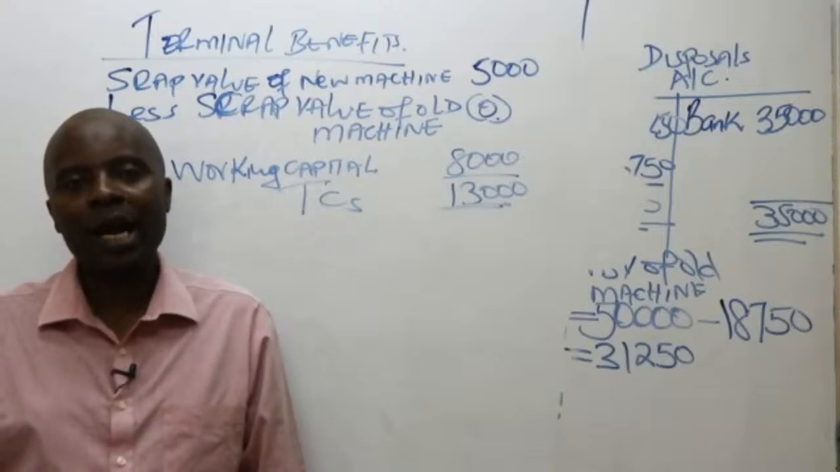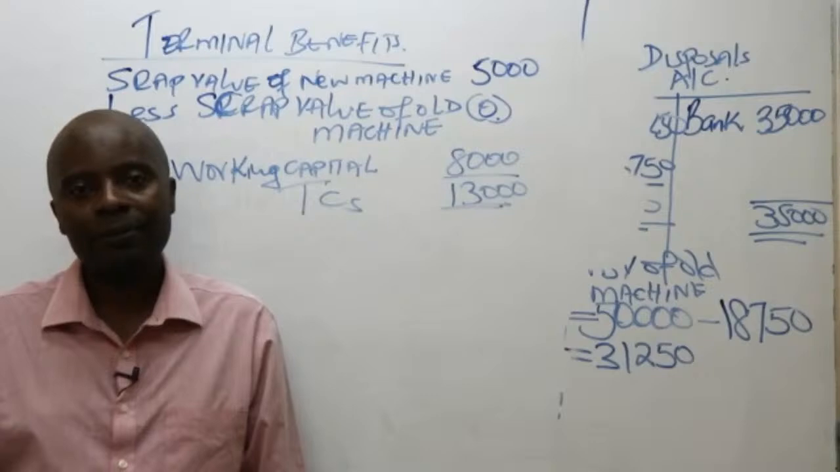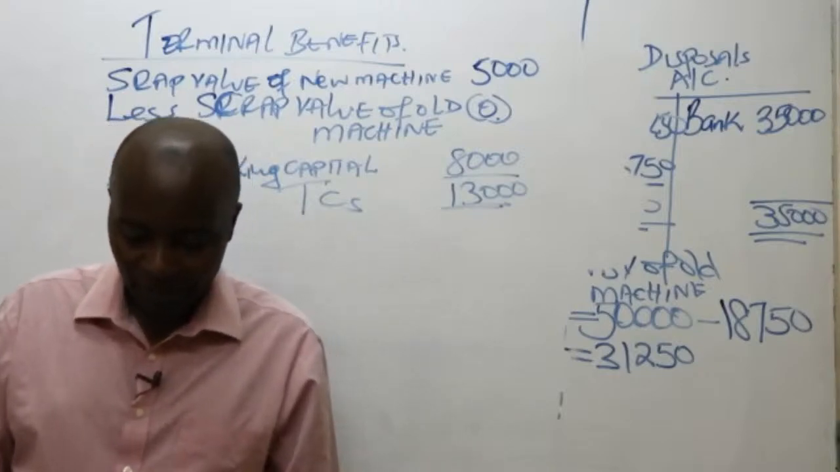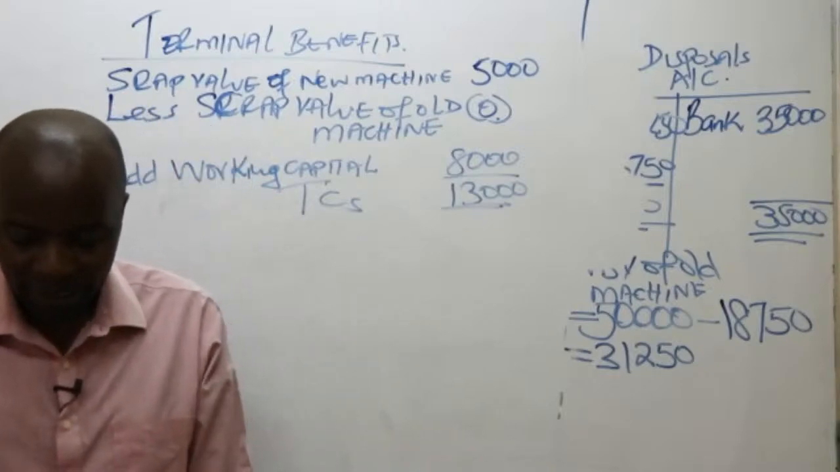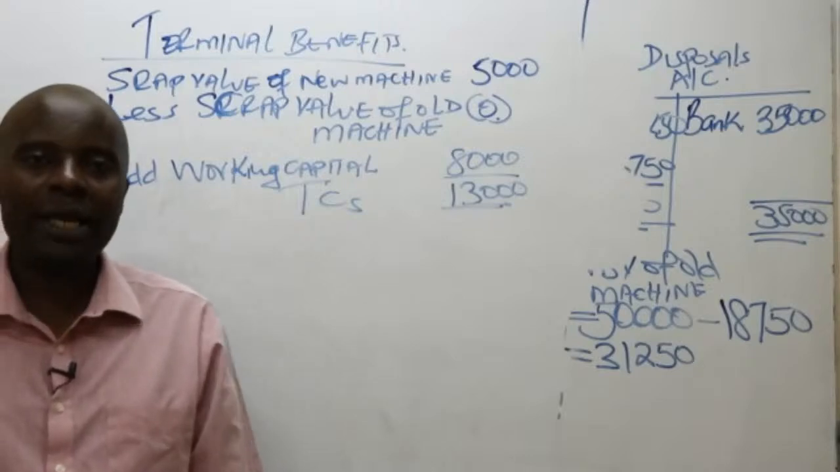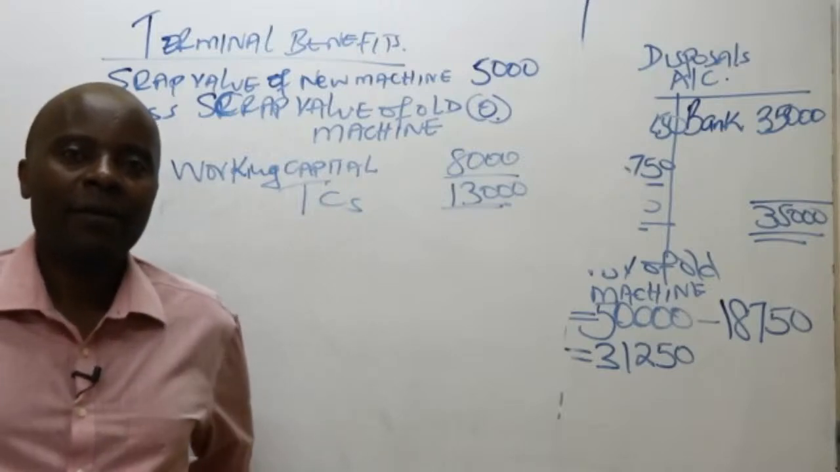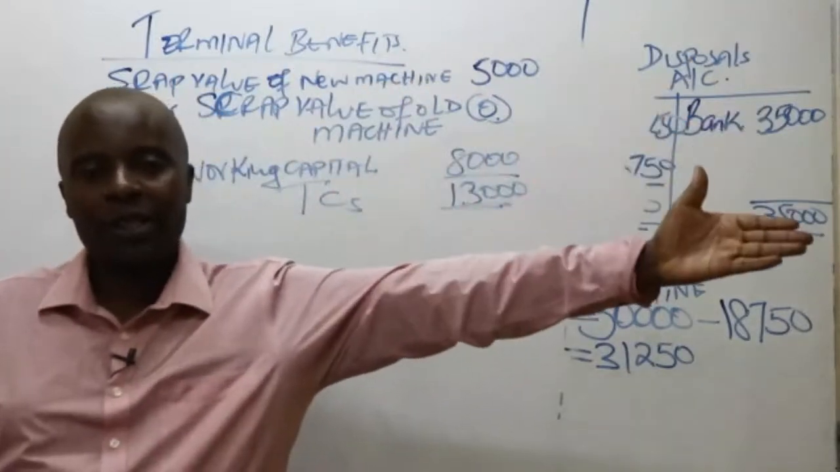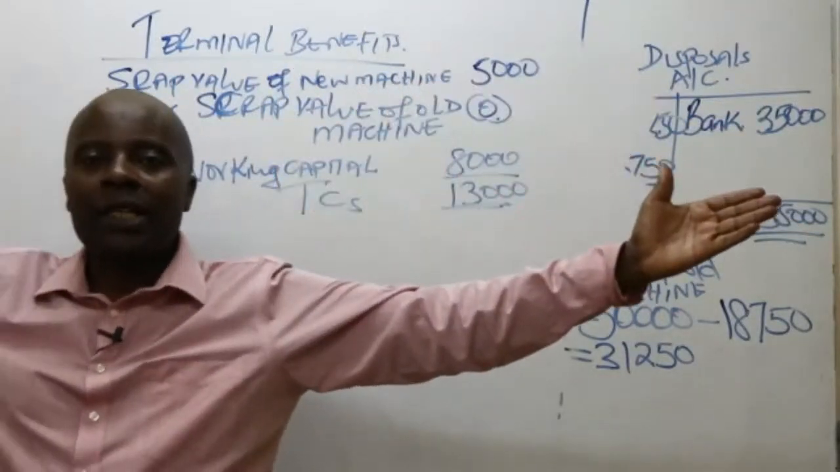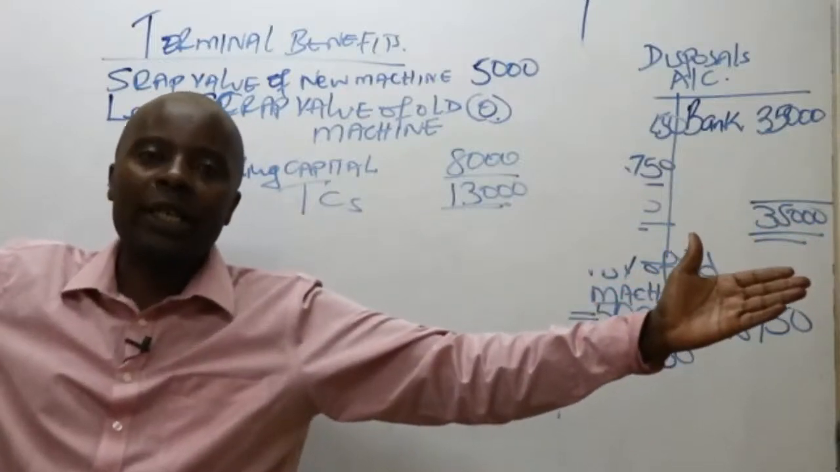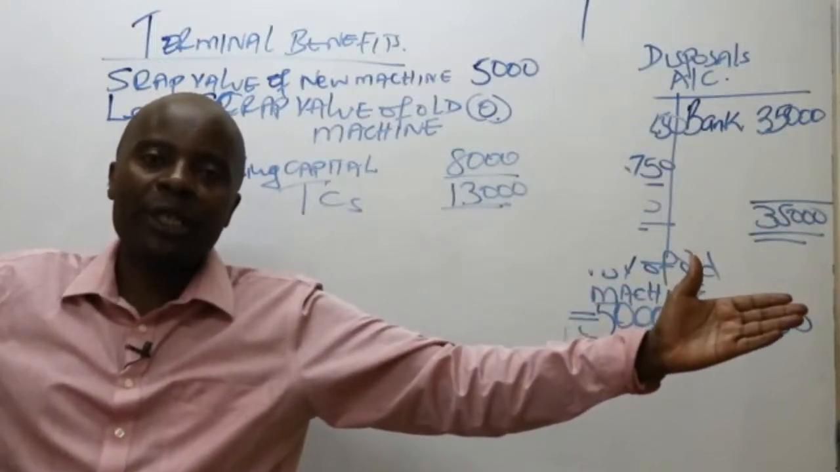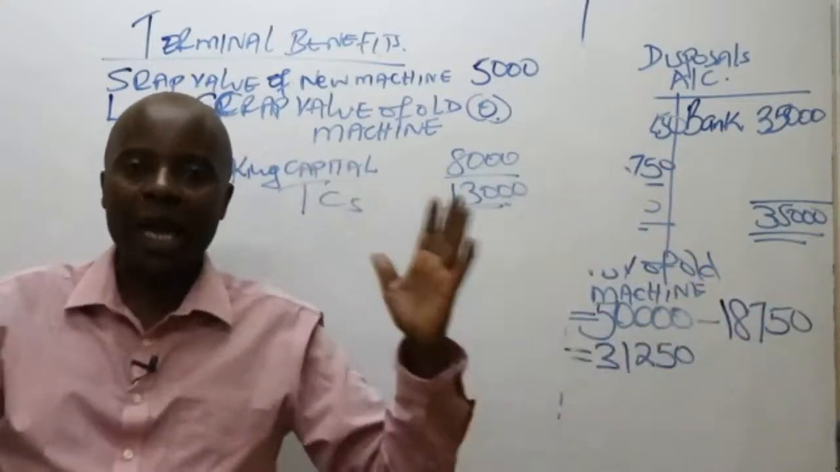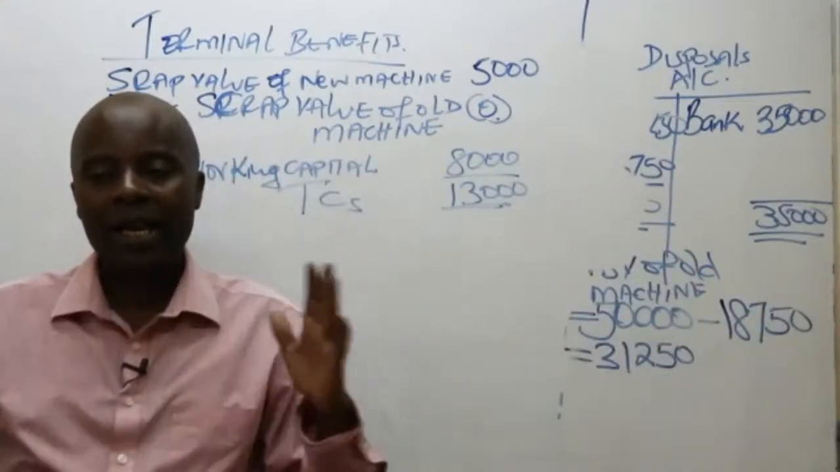If they could put it better, incremental cash flows in terms of working capital. Because you see, we have looked at the initial outlay, and on the other side of the coin, we've looked at when the project terminates. Now we want to look at in between here.